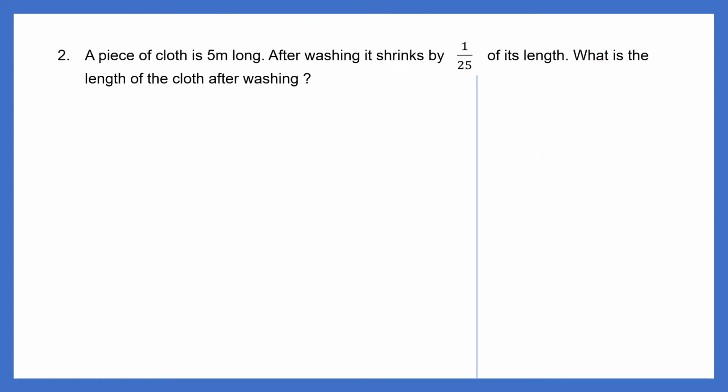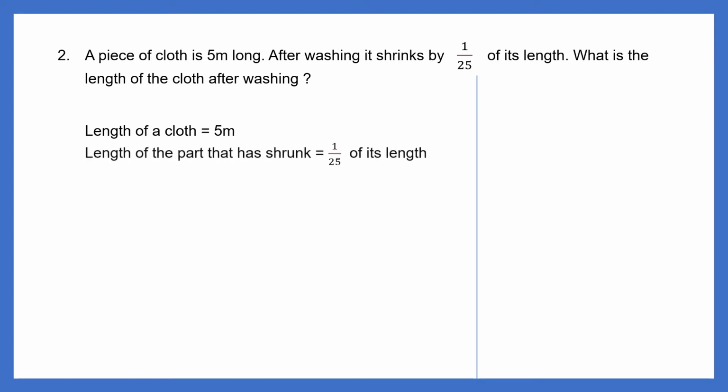Question 2. A piece of cloth is 5 meters long. After washing, it shrinks. That means it becomes smaller by 1 by 25 of its length. What is the length of the cloth after washing? So now it's become smaller because it has shrunk. So now what is the length of the cloth after washing? So let's start with the statements. Length of a cloth is 5 meters. Length of the part that has shrunk is 1/25 of its length.